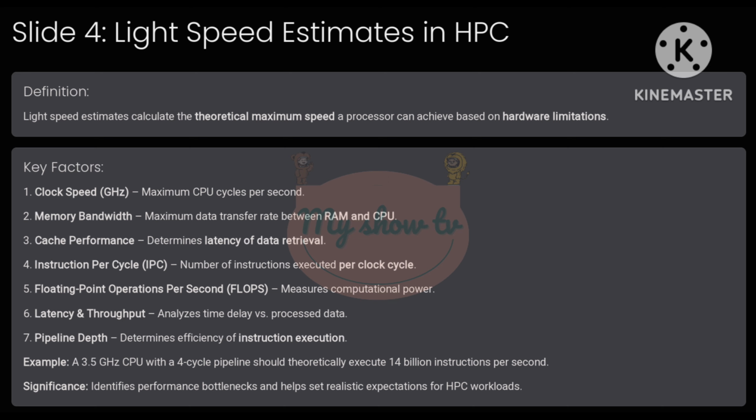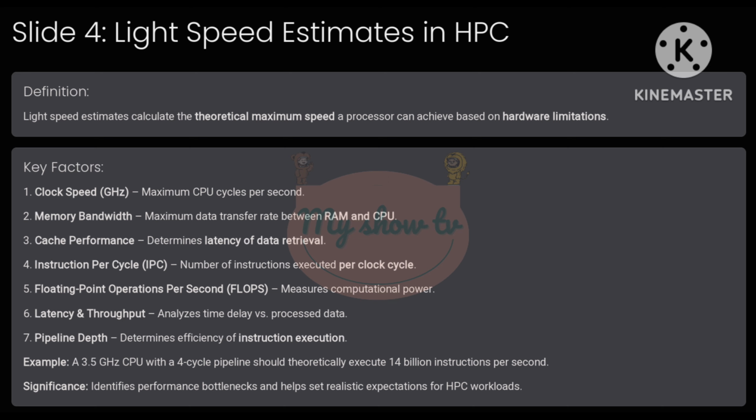Light speed estimates refer to the maximum theoretical speed of computations, helping set expectations for performance limits. Key factors explained. 1. Clock speed, GHz, determines how many cycles per second a processor can execute. 2. Memory bandwidth, defines how fast data can move between CPU and memory. 3.